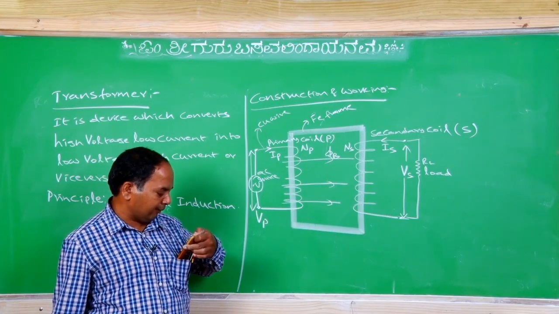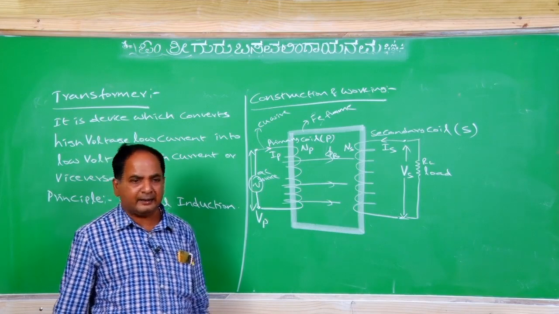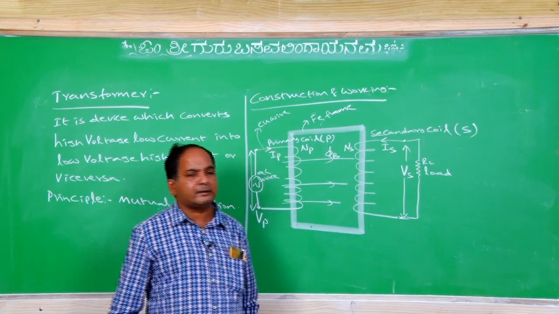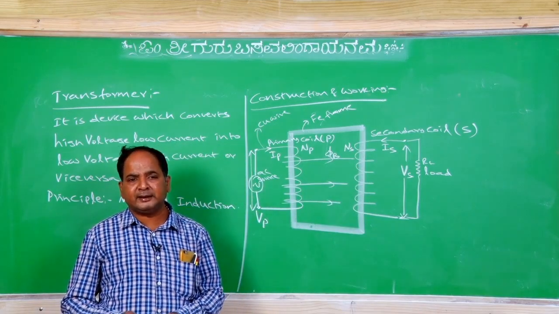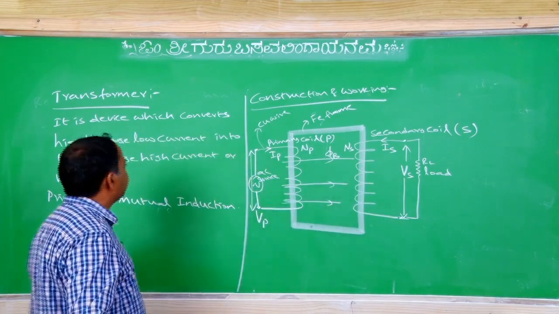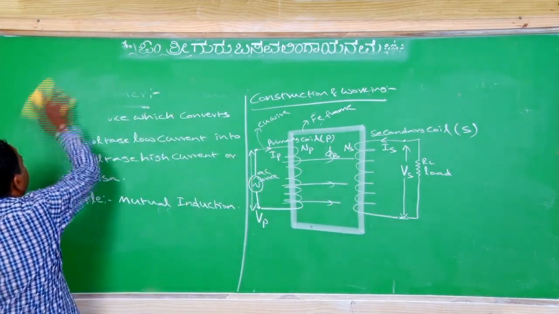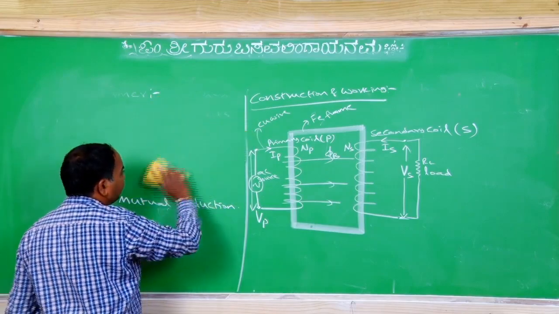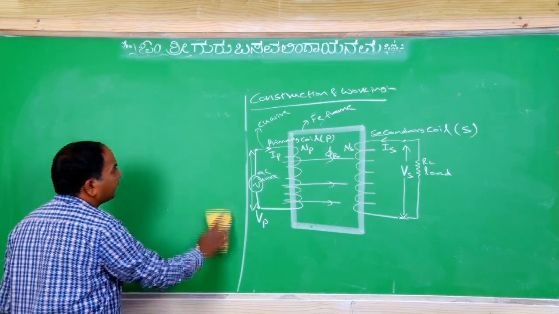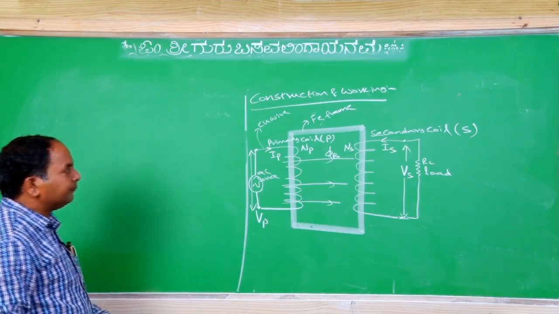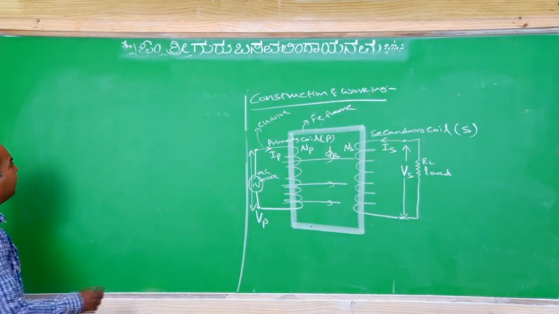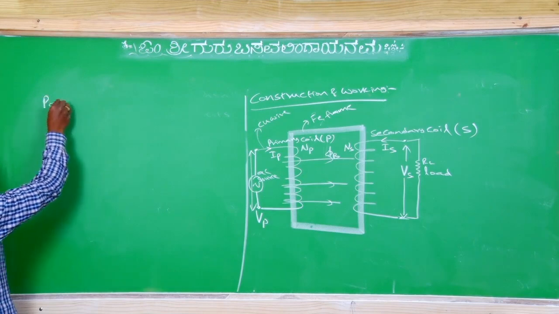That induced current will become IS. And across the load, whatever resistance is there, that voltage is said to be the secondary voltage Vs. This is about the construction and working of the transformer. In this transformer, what you should remember is that the power will be constant.